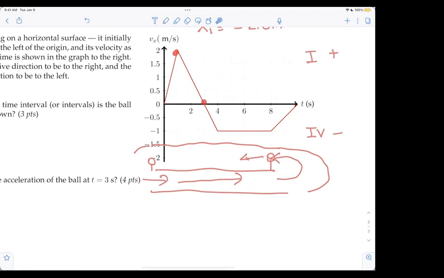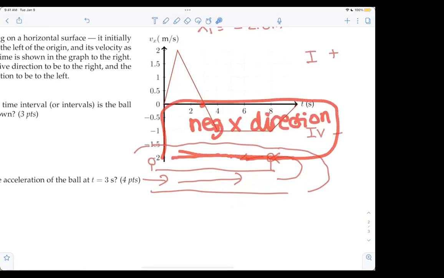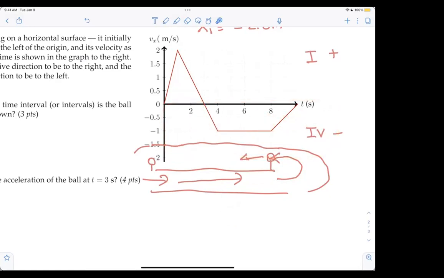So from 1 to 3, it's me moving to the right and then it's slowing down until I get to the stop sign, right? I turn around. Now I'm in the fourth quadrant where I'm moving in the left direction, right? Because this is right, this is left. So from 3 to 4, I'm moving in the left direction, kind of speeding up. And then from 4 to 8, I'm moving at a constant speed or constant velocity, all in the negative x direction, right? Because this is all in the fourth quadrant here. It's all below the x-axis.